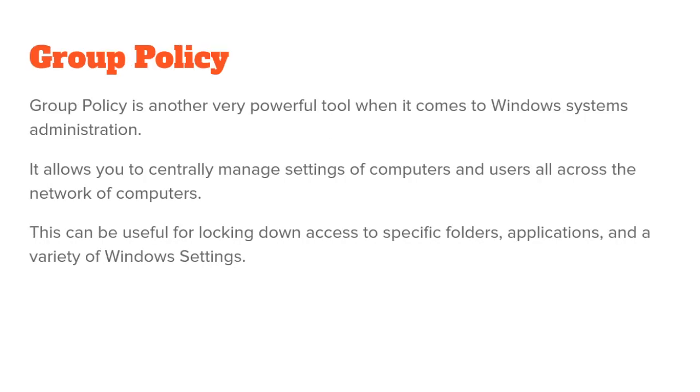Next is group policy. Group policy is, yet again, very, very powerful when it comes to Windows system administration. It allows you to centrally manage settings and permissions of users all across an entire network. And this can be extremely useful for locking down access to folders, applications, and Windows settings. Group policy is extremely helpful if you're trying to create super low-level users, like users that have no privileges, basically.